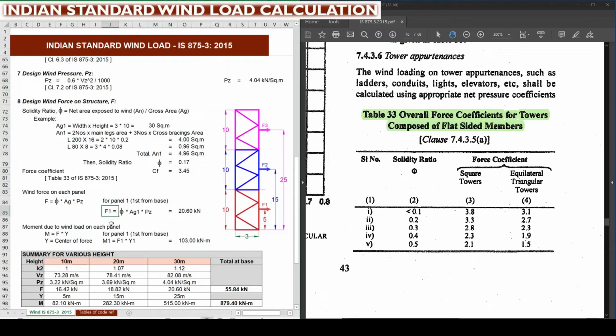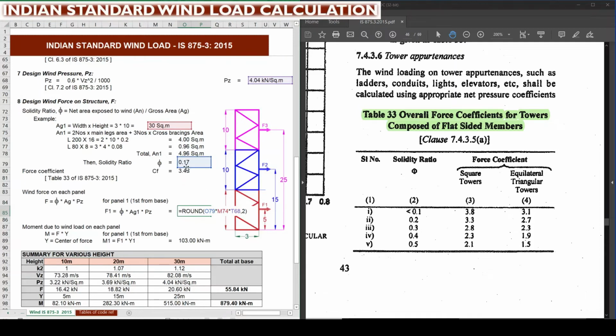For panel 1, F1 equals phi. Phi is common for all the three panels. Panel or segment, we can call it, phi into AG1 into Pz. AG1 is the gross area of panel 1. Pz is the design wind pressure.